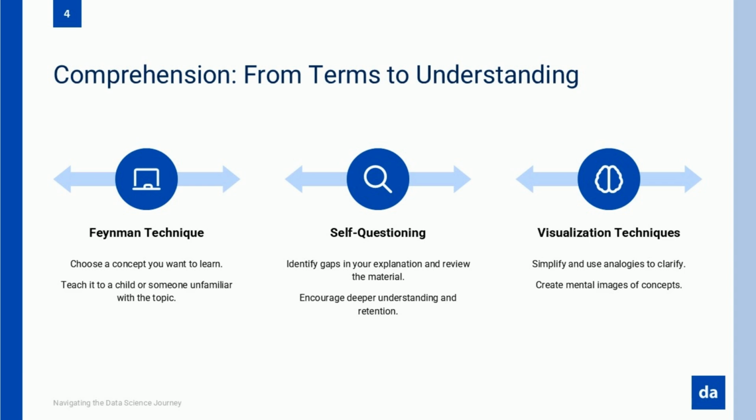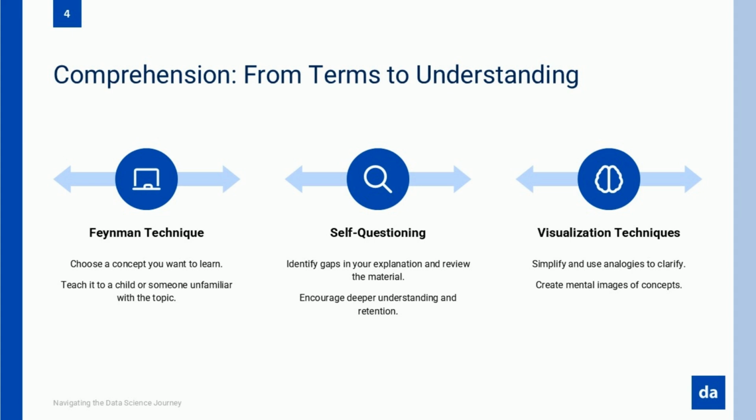Complete comprehension in data science requires understanding across three interconnected domains. First, there's the mathematical domain, understanding the underlying equations, their derivations, and their implications. Second is the computational domain, knowing how these mathematical ideas are implemented in code and the practical considerations involved. Third is the business context, understanding when and why to apply these techniques and how to interpret results for decision making. Most data professionals are stronger in one or two of these domains than in others.